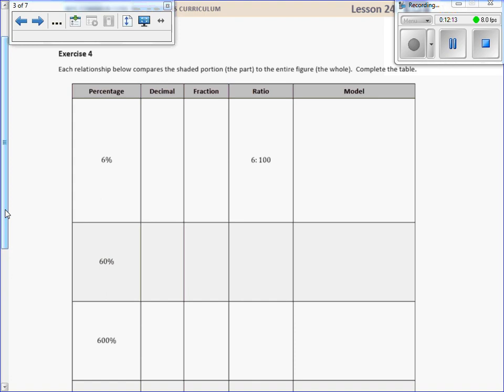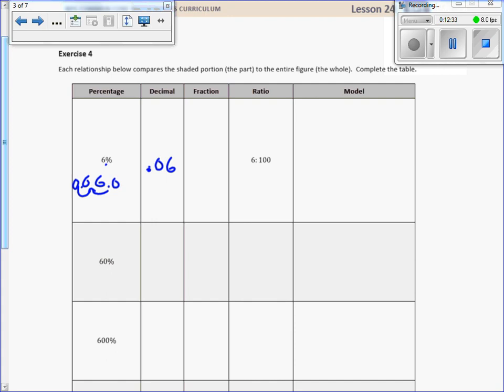Remember I said with a decimal, we have to move the decimal 2 places to the left, so that's 6.0. So if I move it 1, it's 0.6. If I move it another, it's 0.06. So 6% is 0.06.